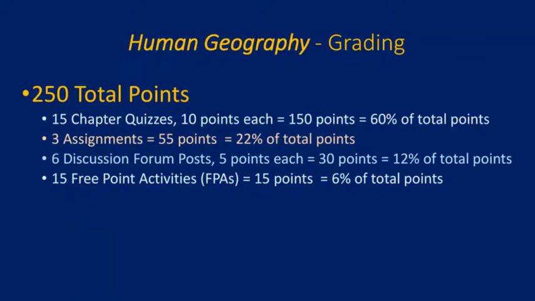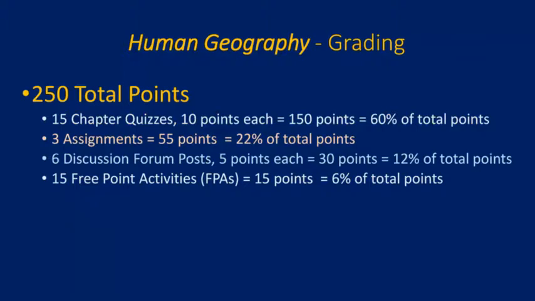But of course, if your grade was completely relying on multiple choice questions, that probably wouldn't be too cool. So what I do is I add other things to add to the various types of assessments. And so there's 3 different assignments, totaling 55 points. Those are all going to be worth different point totals, but the 3 assignments are worth 55 points, which is 22% of the total points for the course. So 22% of that 250 total.